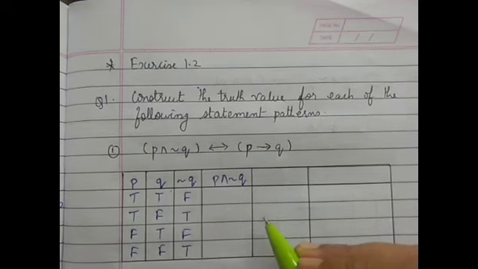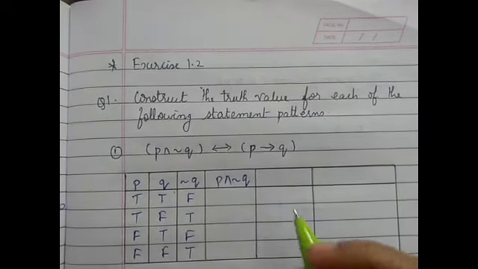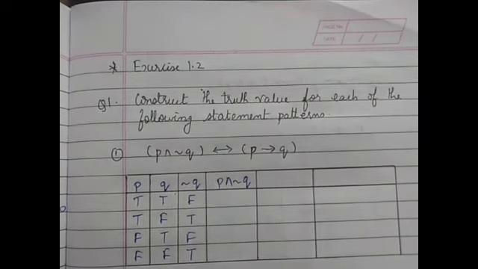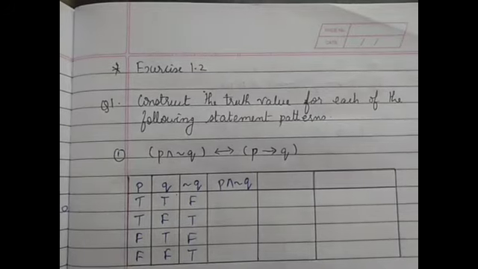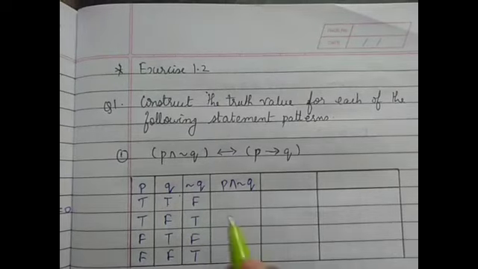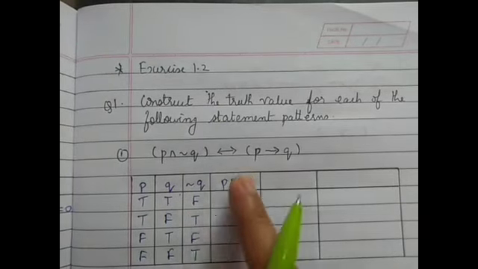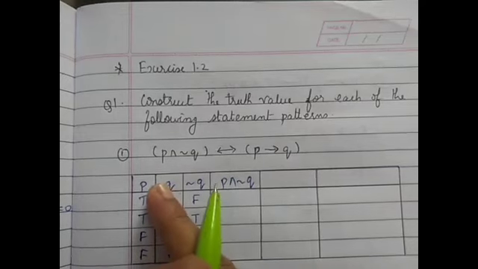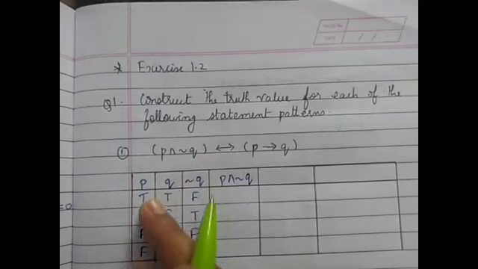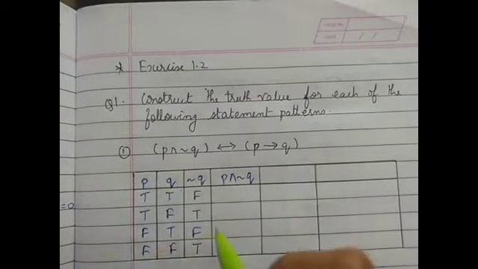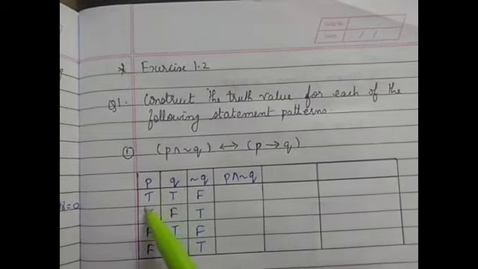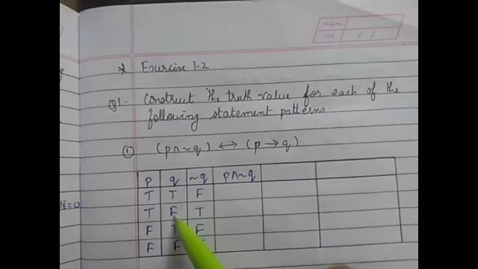With exercise 1.2, question number 1, construct the truth value for each of the following statement patterns. First question, P and negation Q if and only if P implies Q. So here we have to draw the truth table. To draw the truth table we require first P, then we require Q, we require negation Q. So we'll write first entries of P. Entries of P will be T T F F, entries of Q will be T F T F. These two entries are same as that in the truth table.